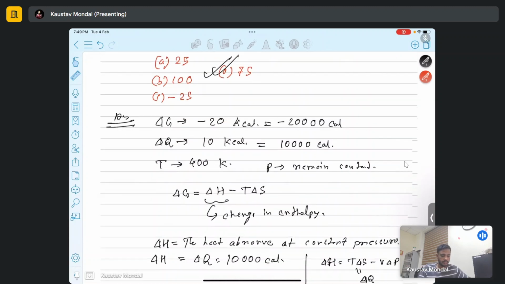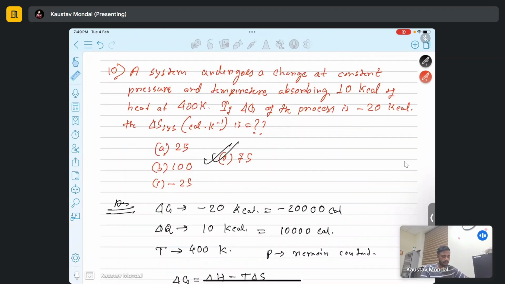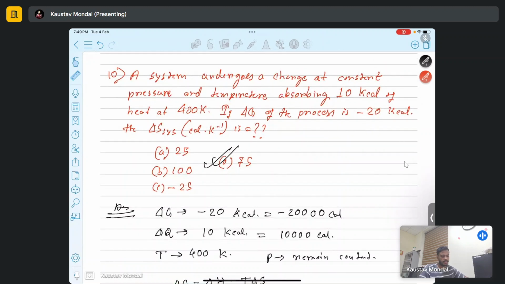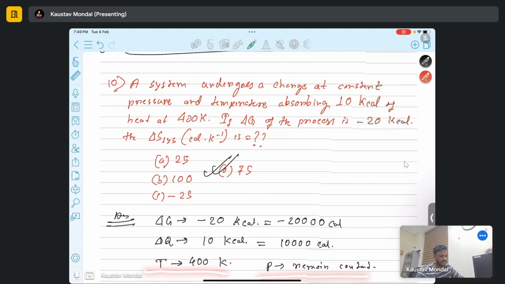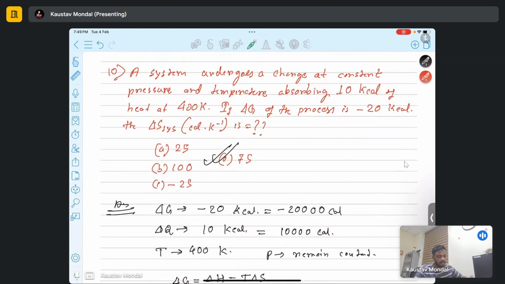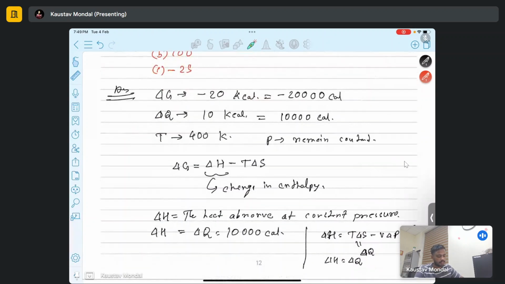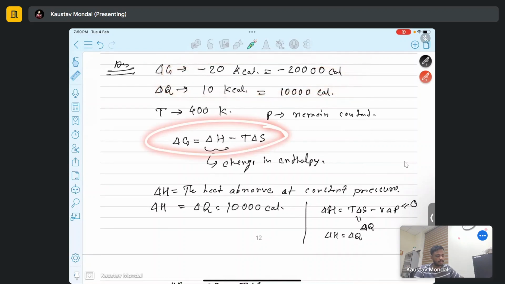Okay, so I guess you understood how it's coming, right? In problem number 10, the system is changed under constant pressure and constant temperature. Temperature is 400 Kelvin and pressure is given constant. The value of pressure is not needed, but delta G is already given as minus 20 kilocalorie, and I have to calculate the delta S of the system. So we have used the equation for how the change in delta G relates to delta H and T delta S.